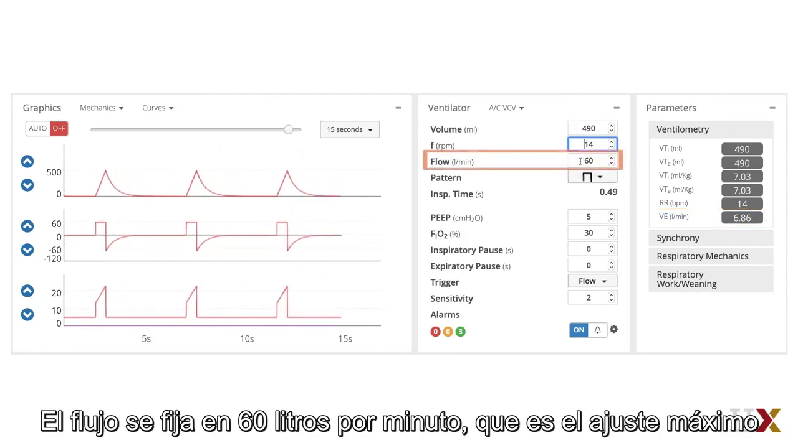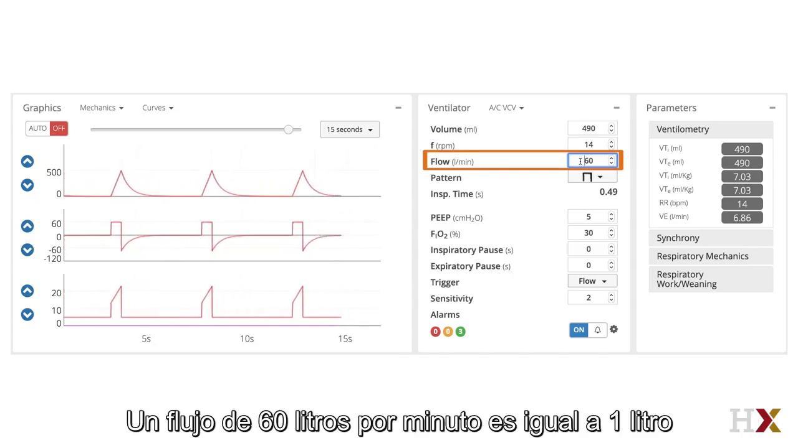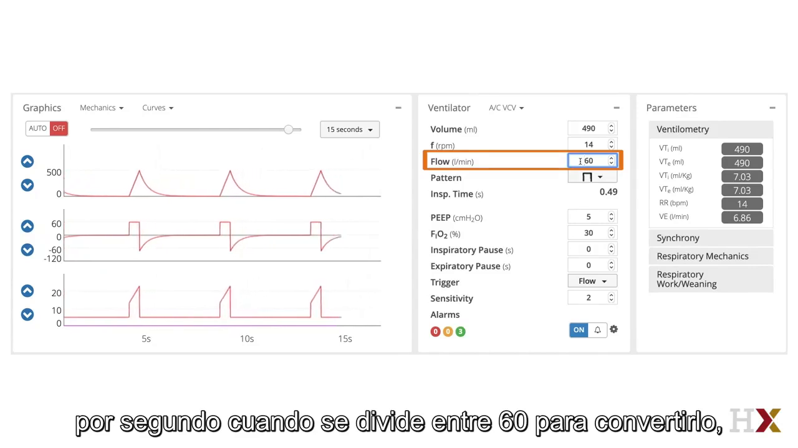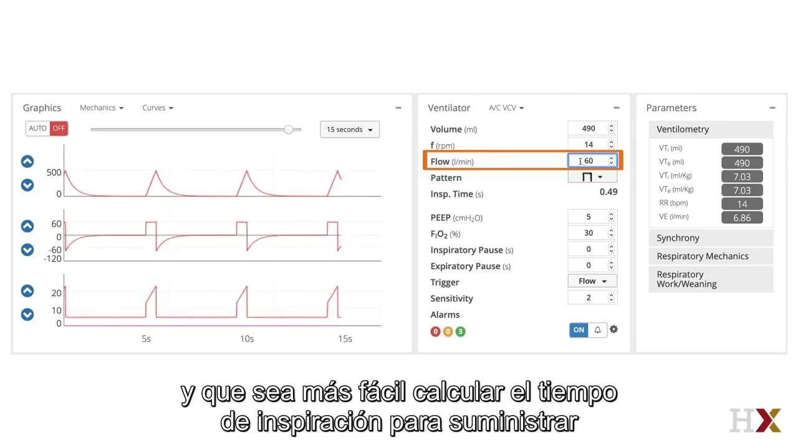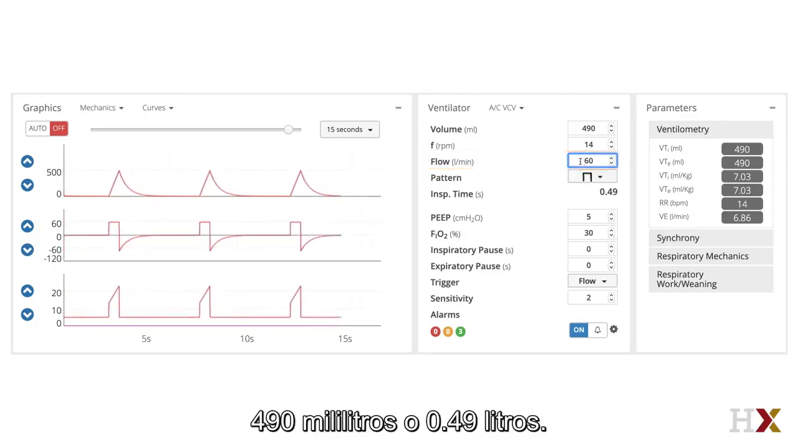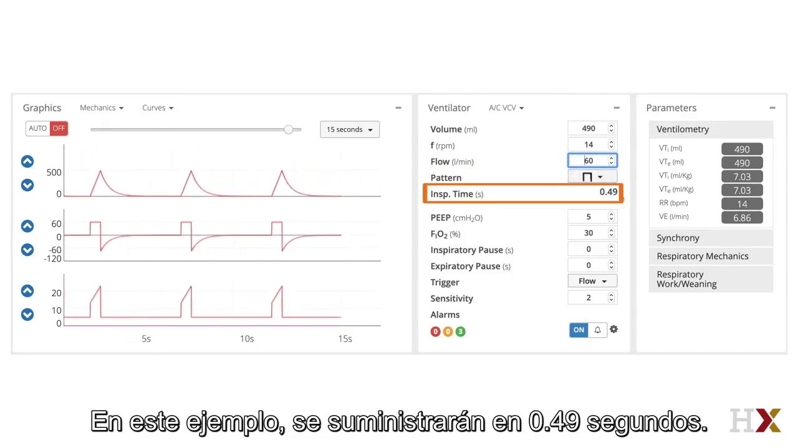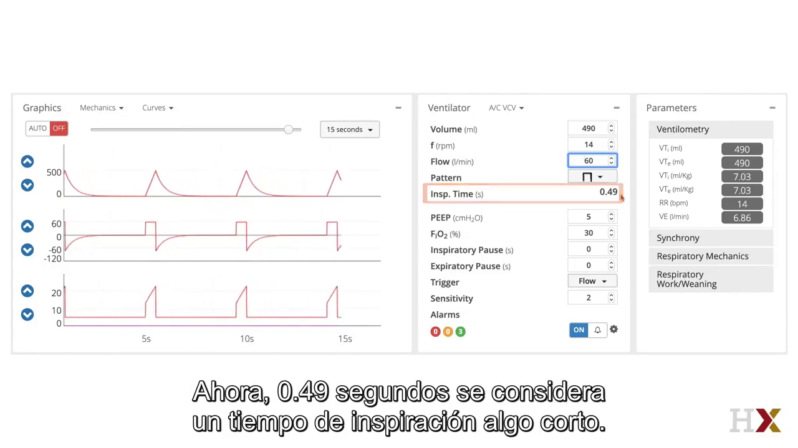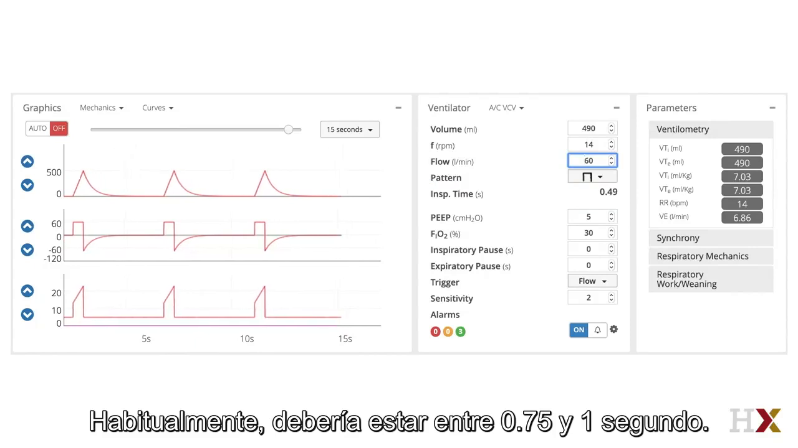The flow is set to 60 liters per minute, which is the maximum recommended setting for flow. A flow of 60 liters per minute is equal to 1 liter per second when you divide it by 60 to convert, which makes it easy to determine the inspiratory time. To deliver 490 milliliters, or 0.49 liters, in this example, would be delivered in 0.49 seconds. Now, 0.49 seconds is considered quite a short inspiratory time. Typically, it should be between 0.75 and 1 second.